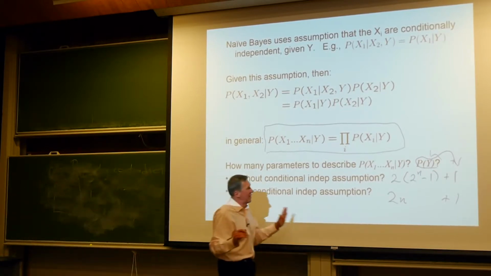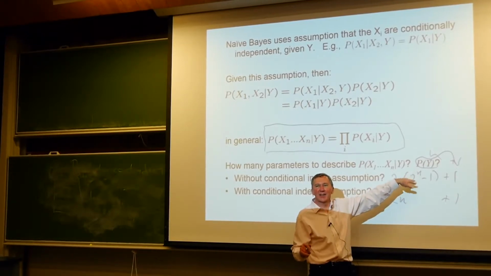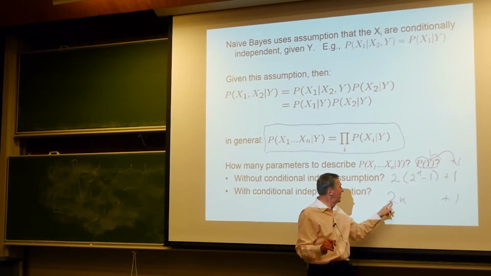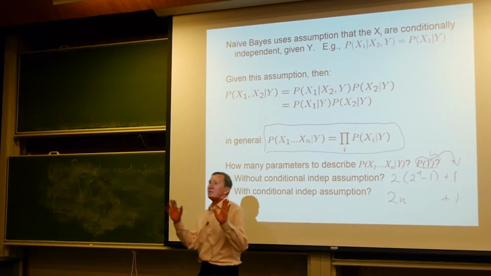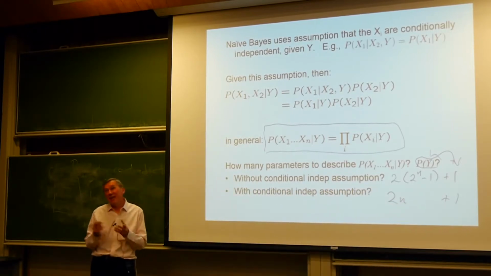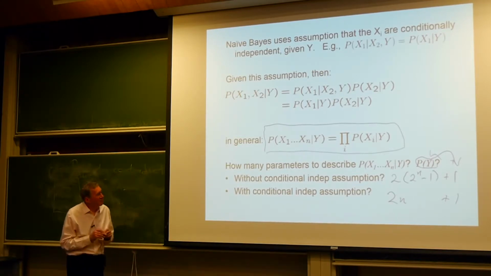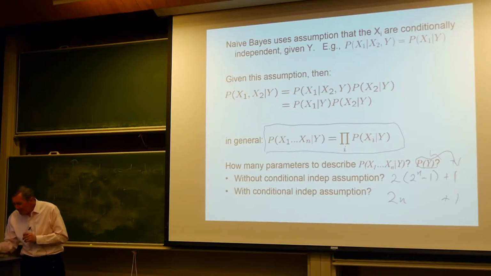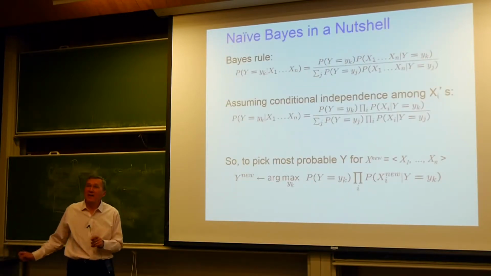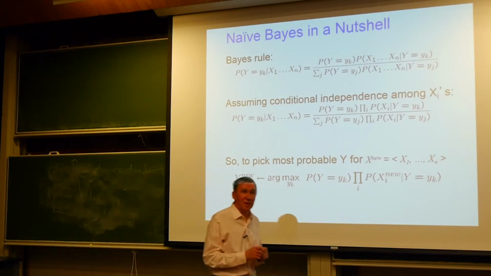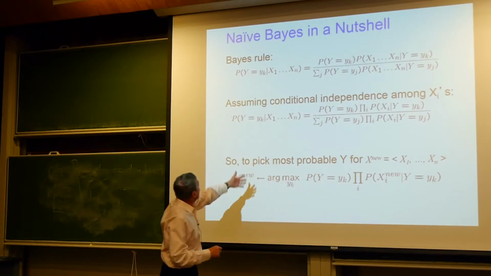But this is beautiful. Remember when we had 30 Boolean features and we were getting like 1 billion parameters here? Now we'll have 61. It's a wonderful world if conditional independence holds. Okay? So now we're there. Now we can talk about the first probabilistic algorithm in the course, naive Bayes. It works exactly like this.